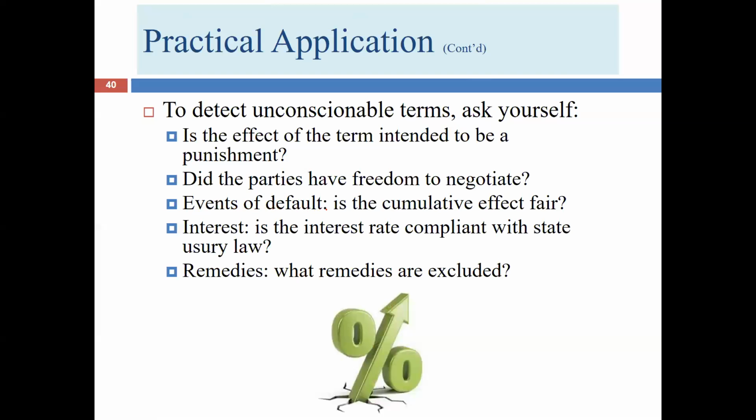Events that could lead to a default: is the cumulative effect fair? Again, if you have some kind of acceleration provision, is it fair under the circumstances? Is the interest rate compliant with state usury law? And are certain remedies excluded? Again, that goes back to the exculpatory clause idea. If they're excluded, why are they being excluded? And what remedies remain to the wronged party if in fact there is a breach?